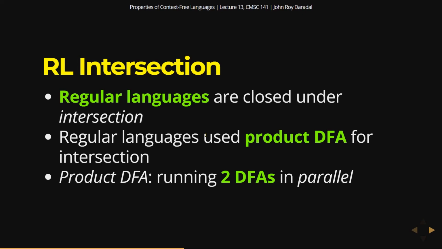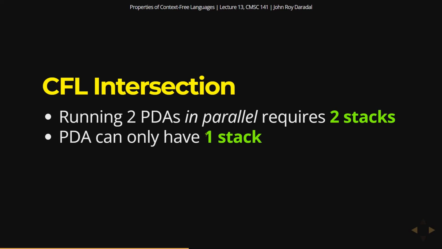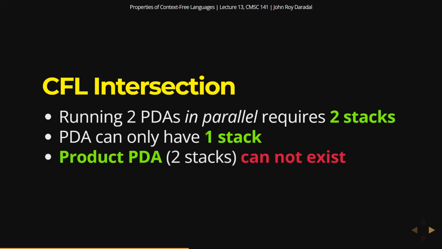Now, why can't we do this for context-free languages? Well, running two PDAs in parallel, if you run two pushdown automata, it will require two stacks, right? So one PDA has an epsilon-NFA plus a stack, and then the other PDA also has a stack. So if you run two PDAs, you'll have two stacks. So if you create the product PDA, you can't have two stacks, right? Because it can only have one stack. So the product PDA with two stacks cannot exist. That's why we cannot use the PDA in proving intersection.